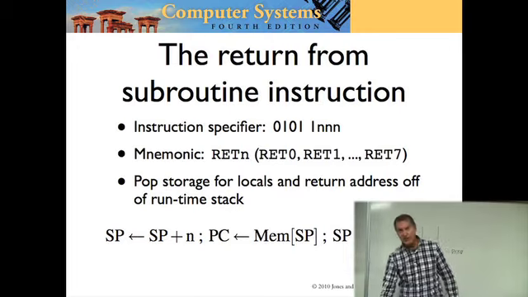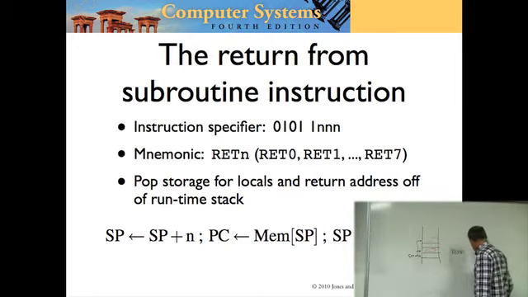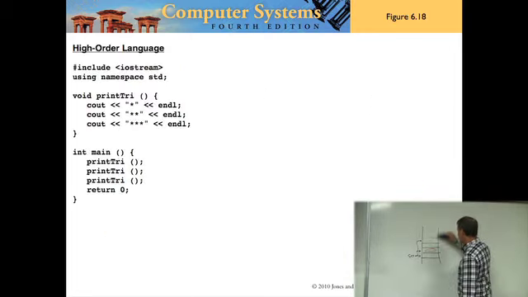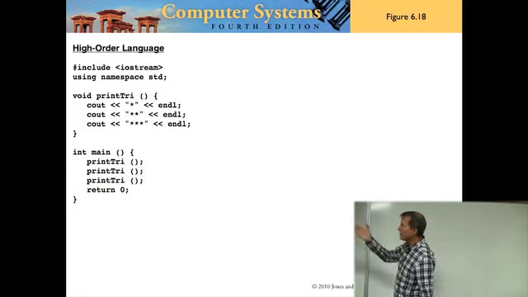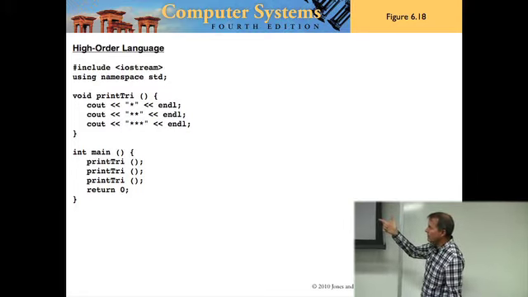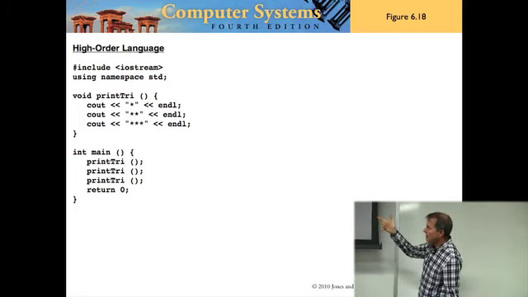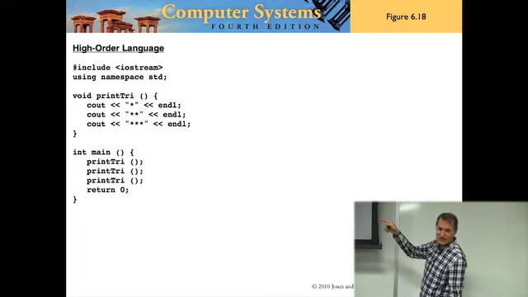Okay, so now with those 2 statements in mind, let's see if we can translate this program. Here is a program that has a void function called print try, and do you see what print try does? It prints a little triangle of asterisks. Are you with me?